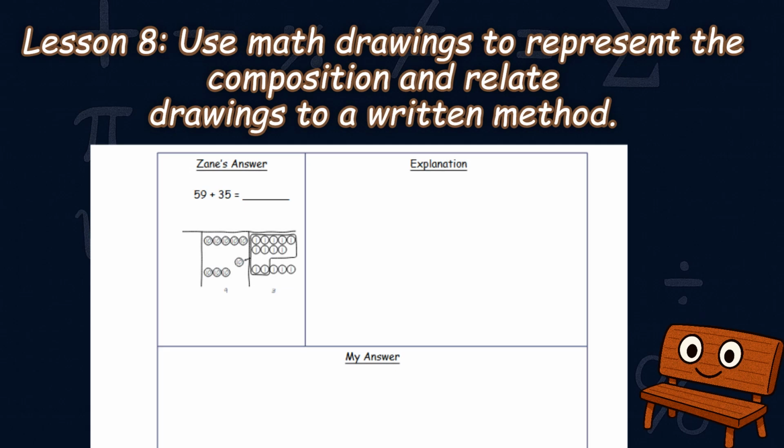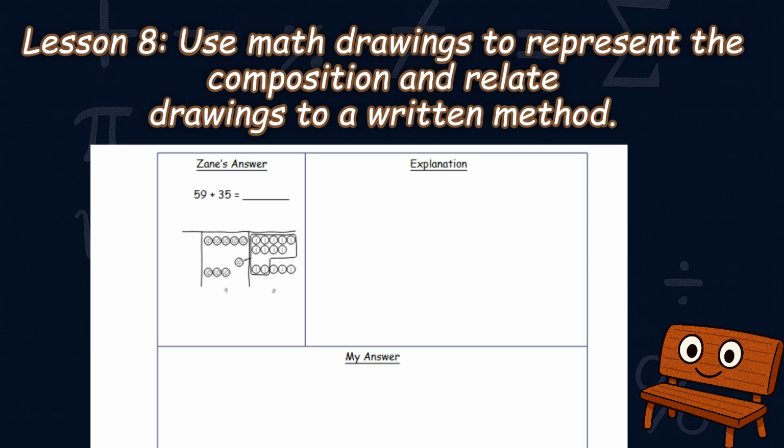In Lesson 8, we are going to be using math drawings to represent the composition and relate drawings to a written method. Here we're going to be taking a look at somebody else's work, and this situation is going to be Zane, and we need to decide if his answer makes sense. So let's say our problem here is 59 plus 35.